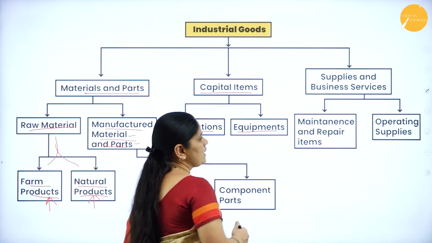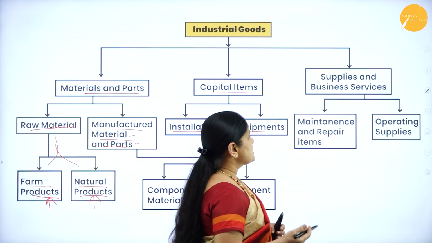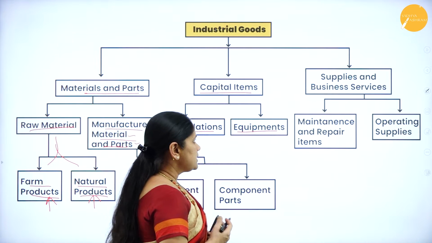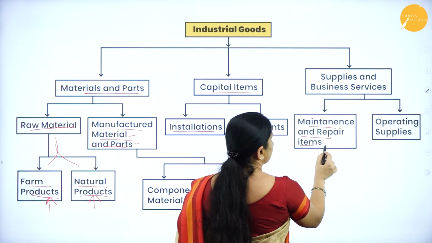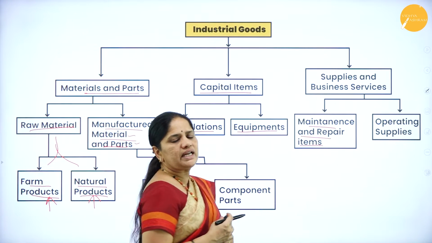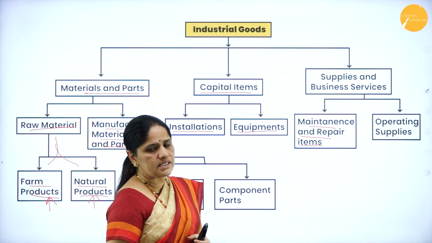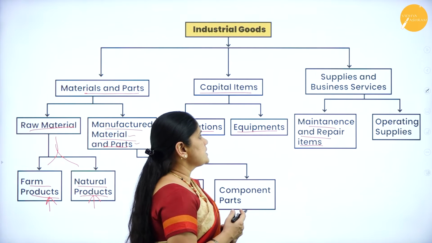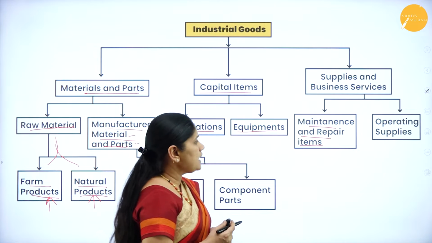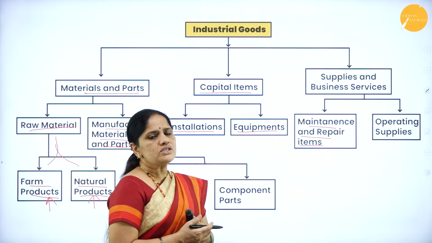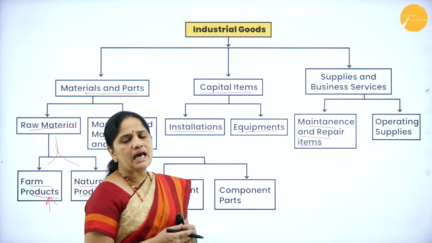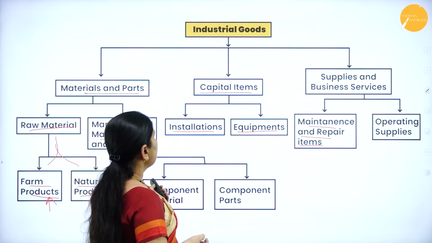And then next we have the supplies and business services. In this we have the maintenance and repair items. Whenever we purchase any product, we need to have good after sales services, and these after sales services come with an industrial good. And then we have the operating supplies. So in this way there is a classification of industrial goods.